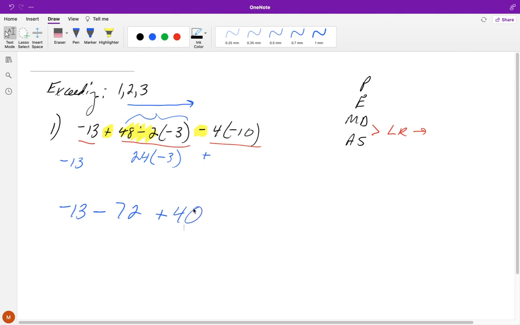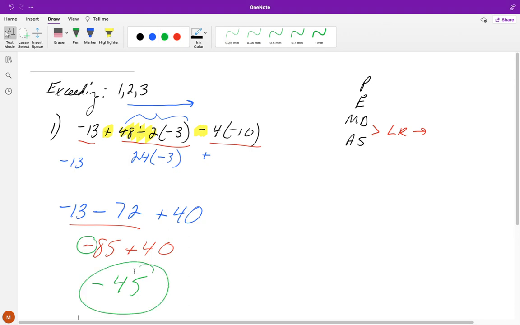Now I did everything I can within each of those groups, and now I just have basic addition and subtraction to do. I'm going to do these first two numbers first since they're the same sign. So negative 13 minus 72, we're going to add, so it's going to give me negative 85. Then negative 85 plus 40. The signs are different, so we will subtract. 85 minus 40 is 45, but the larger sign was negative, so my answer is negative 45.